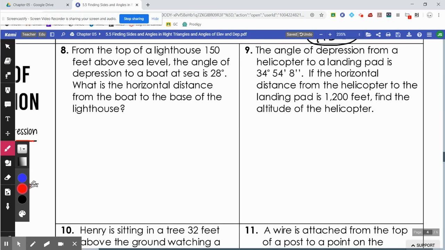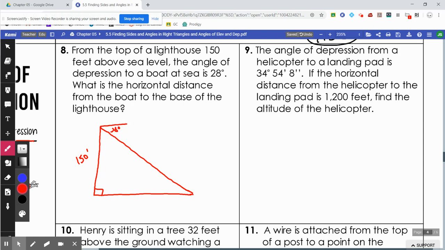So from the top of a lighthouse, so here's our lighthouse. Let's go ahead and draw that angle of depression there, because we know that somebody's going to be looking down. From the top of a lighthouse, that's 150 feet above sea level, the angle of depression to a boat is 28. Now careful, this is your angle of depression.